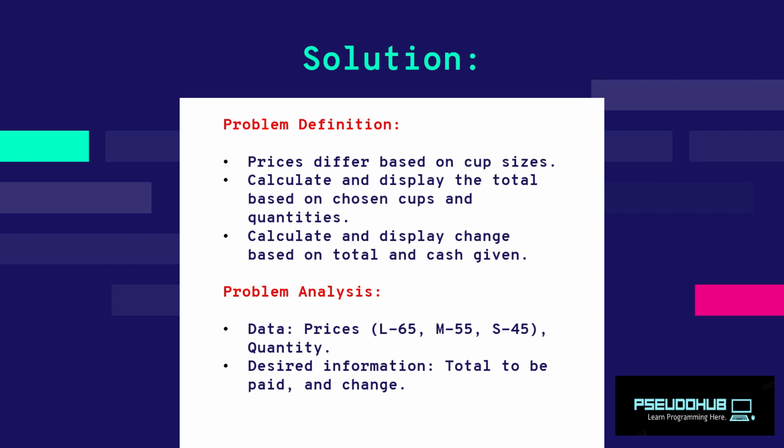M is equals to 55. S is 45. And then gi-apil po nato ang quantity. Missing ang quantity, di ba? So meaning si user dapat ang mag-input ana. Okay? Desired information. Kung unsa ang gusto nga output ni client. The total to be paid and at the same time the change, di ba? So atong i-solve.